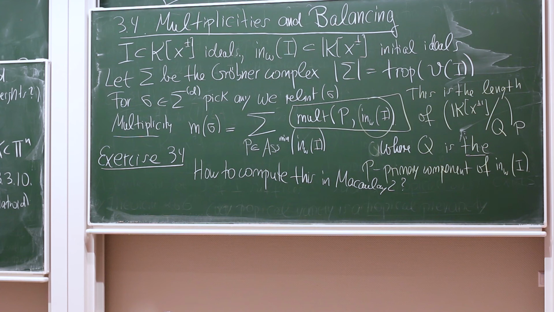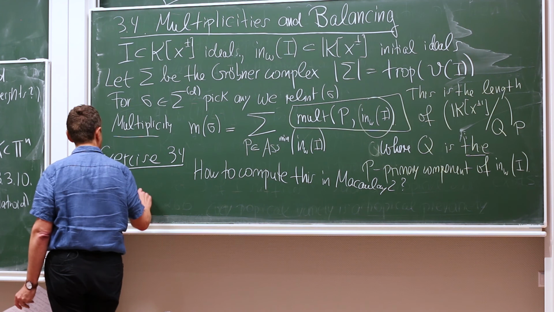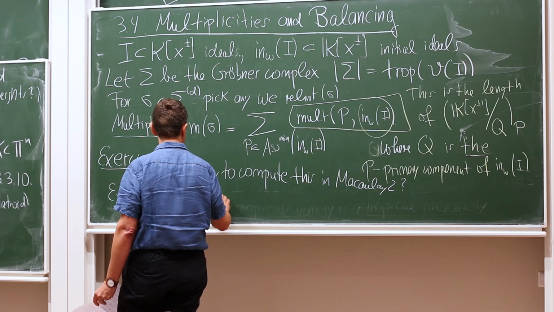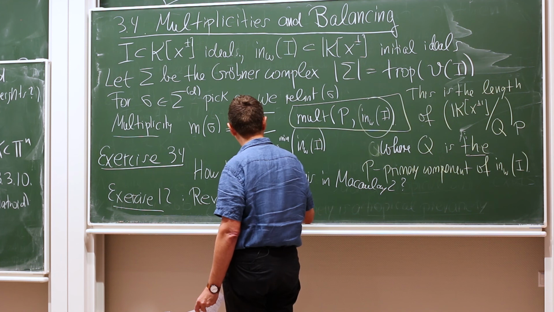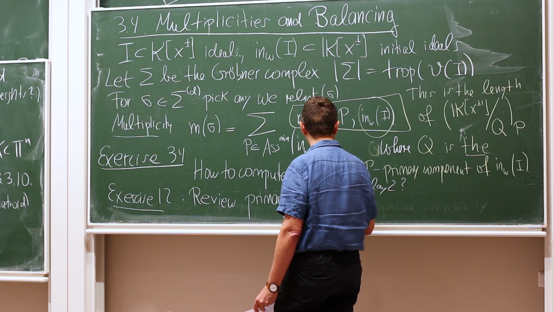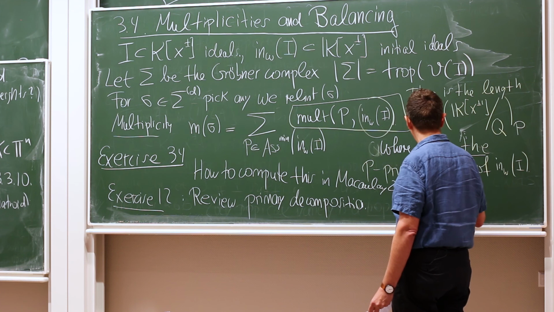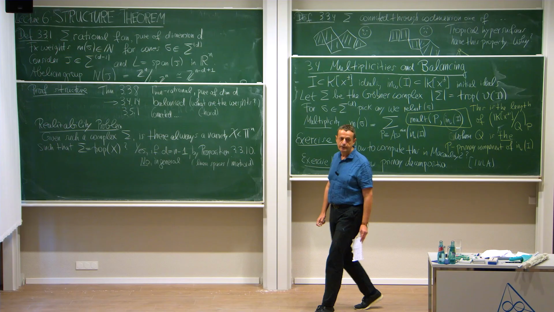Well, another exercise is 12. I'm going to paraphrase this. It's not stated like this, but basically we're asking to review a primary decomposition. Now, there are many sources for this, but one possible source is Invitation to Nonlinear Algebra.